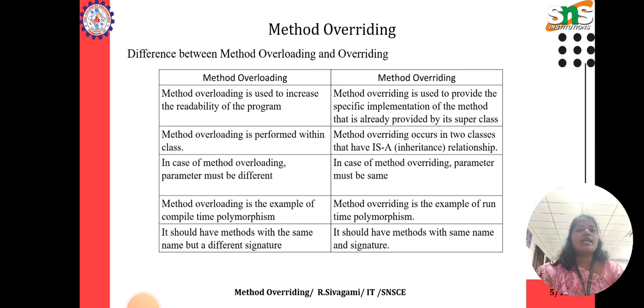Method overloading is an example of compile-time polymorphism. Method overriding is an example of runtime polymorphism. Overloading should have methods with the same name but different signatures. Overriding should have methods with the same name and signature.